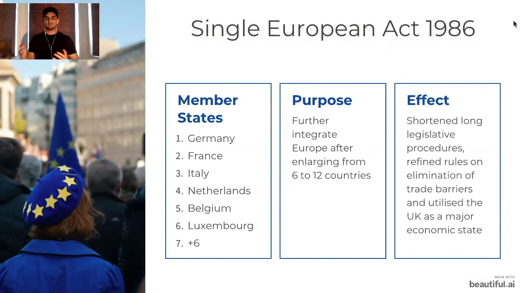So there was quite a lot of long legislative procedures in the EU, which made passing resolutions quite slow. So that was shortened. Trade barriers, again, eliminated, but those rules were also refined. And in particular, the UK, one of the richest countries in the world, was now part of this organization. And that just gave the European Union so much more credibility in the world, because there was more funding and we had this major player now who was part of the EU.